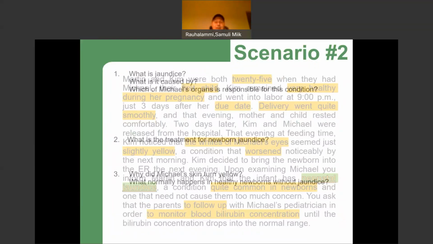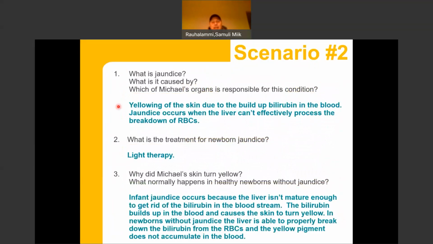Jaundice is this yellowing of the skin due to the buildup of bilirubin in the blood, and that is a result of the liver not being able to efficiently process the breakdown of red blood cells. One of the treatments that's recommended for newborn jaundice is light therapy. The explanation, we kind of already had a quick look at that. Infant jaundice occurs because the liver is not really ready enough to get rid of that bilirubin in the bloodstream, and then the bilirubin builds up in the blood and causes that yellowing of the skin.